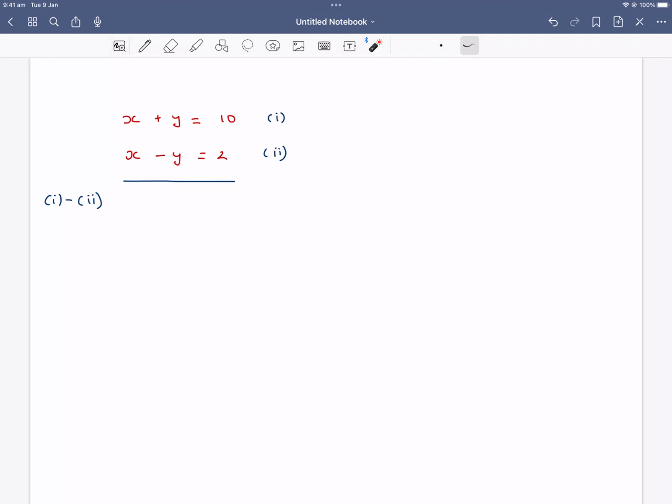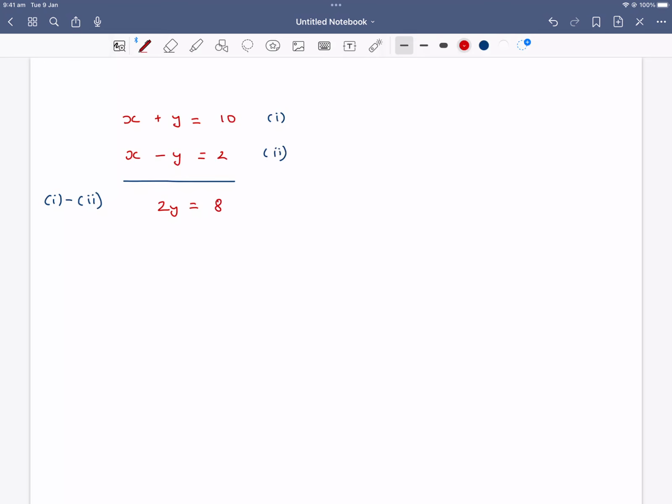This is where it gets a bit confusing. Be careful of this. This is y take away negative y. And remember, when you have two negatives next to each other, it becomes positive. So y take away negative y is actually y plus y, and y plus y is 2y. So I'm going to write 2y over here, and then we still have the equal sign. And then finally, we just have 10 take 2, which is 8.